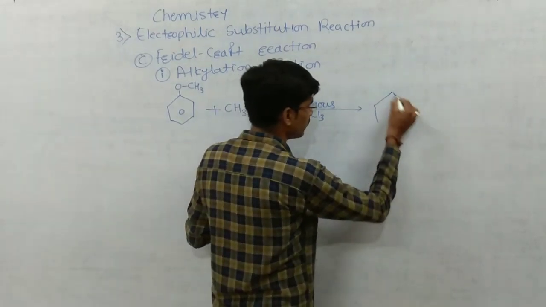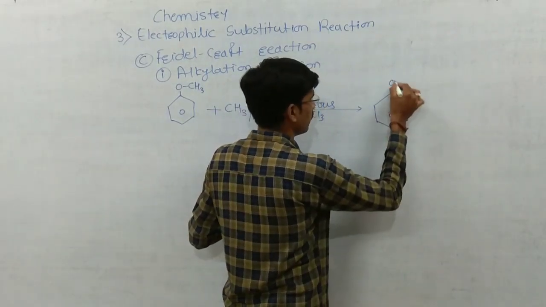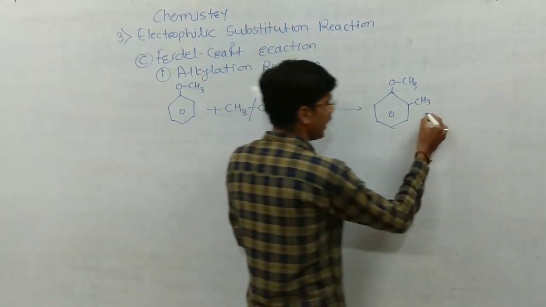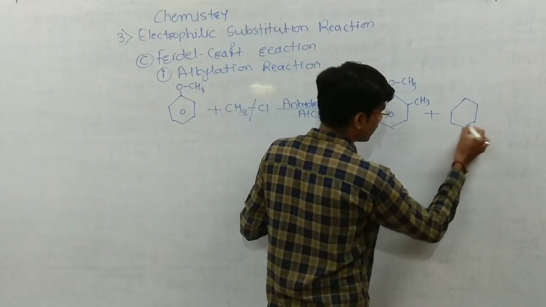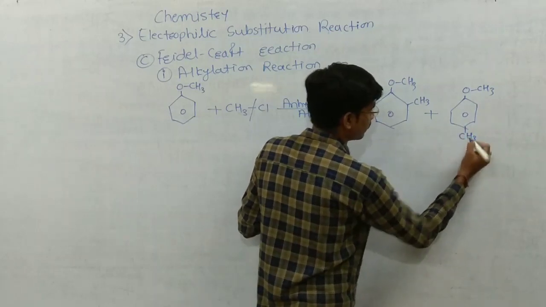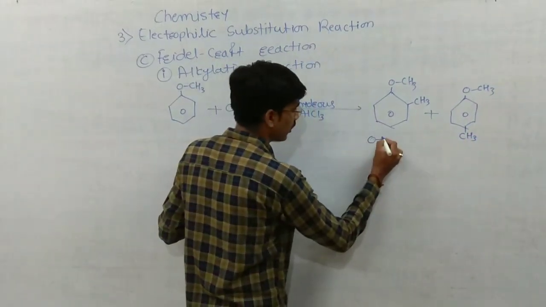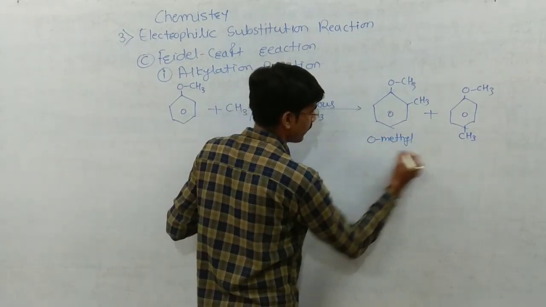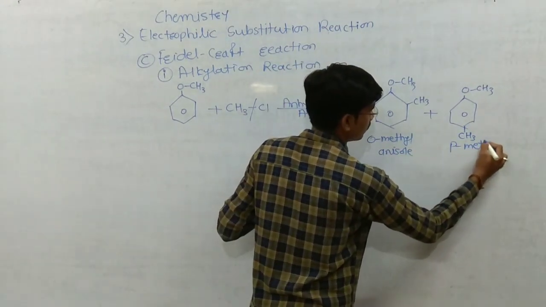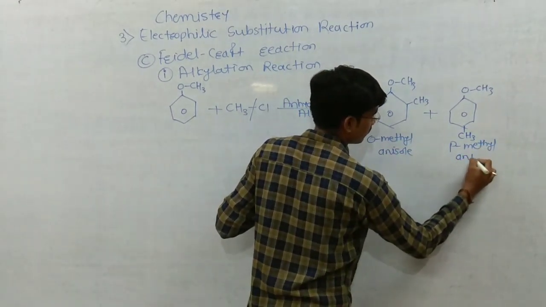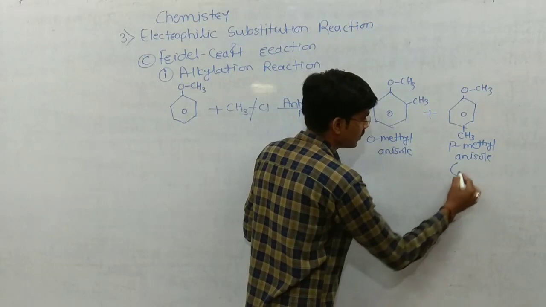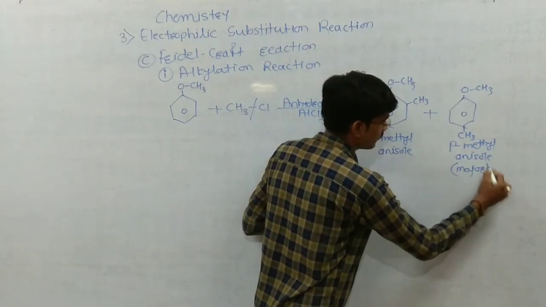We are getting mixture of products, that is CH3 added at the ortho position, and in second product we are getting CH3 at the para position. The name of compound is orthomethyl anisole and paramethyl anisole. In that product, paramethyl anisole is a major product.